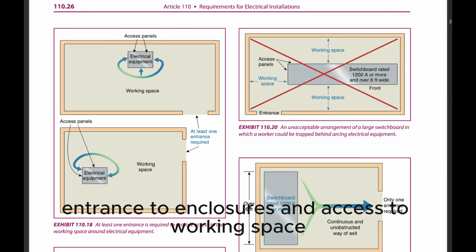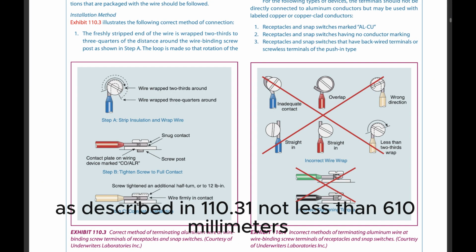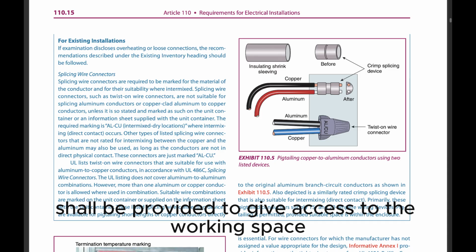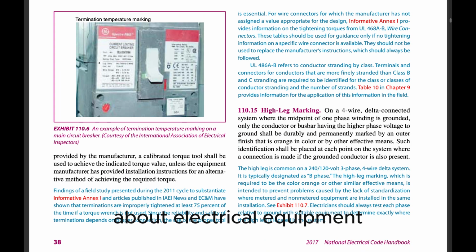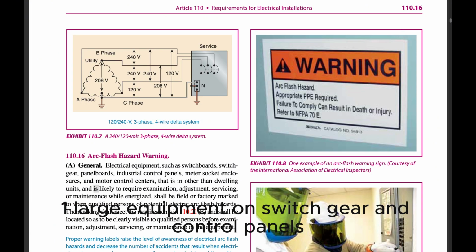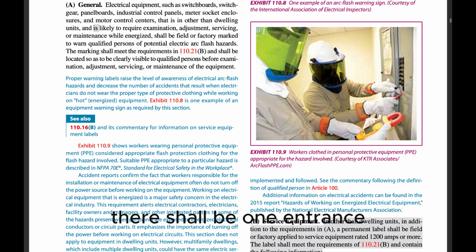110.33 Entrance to enclosures and access to working space. A. Entrance. At least one entrance to enclosures for electrical installations as described in 110.31, not less than 610 mm (24 in.) wide and 2.0 meters (6½ feet) high, shall be provided to give access to the working space about electrical equipment. On switchgear and control panels exceeding 1.8 meters (6 feet) in width, there shall be one entrance at each end of the equipment.